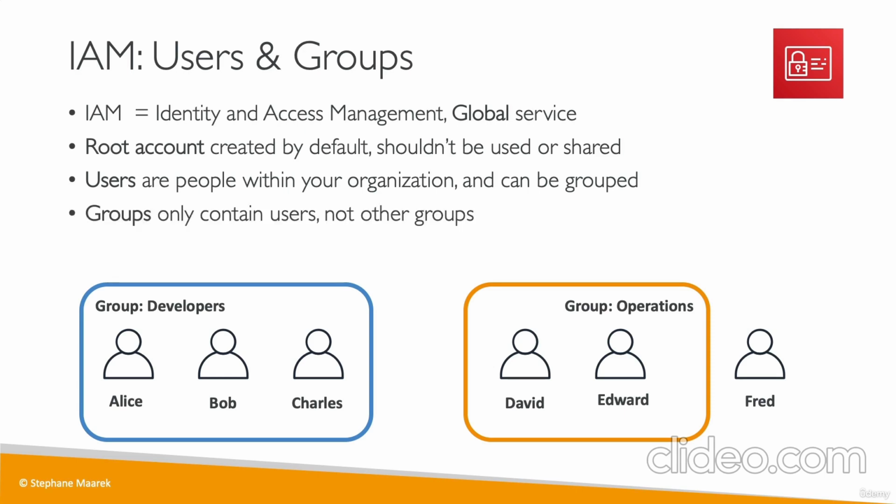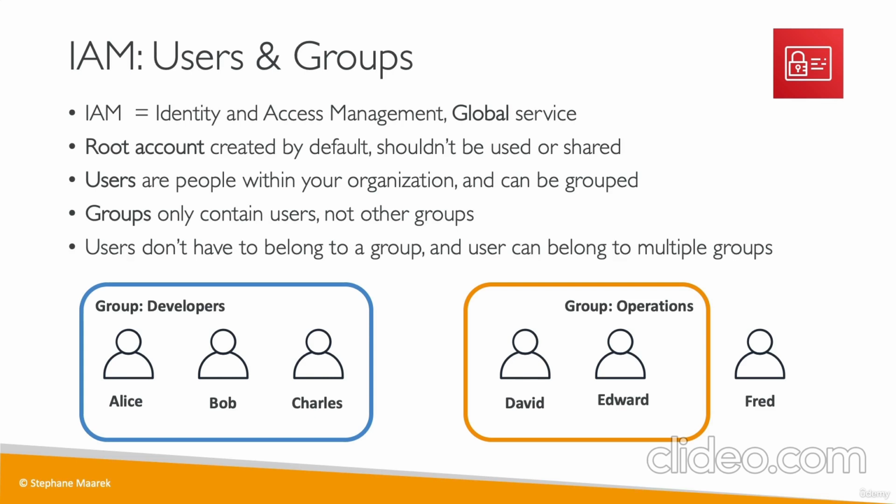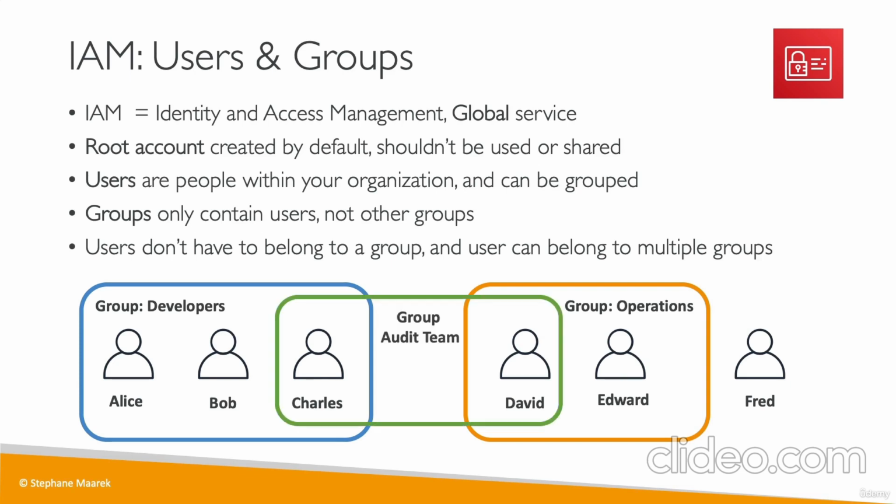Now groups can only contain users, not other groups. So this is something very important to understand. Groups only contain users. Now some users don't have to belong to a group. For example, Fred right here is alone. He does not correspond to any group. That is not best practice, but it is something you can do in AWS. And also, a user can belong to multiple groups. That means that, for example, if you know that Charles and David work together and they're part of your audit team, you can create a third group with Charles and David. And as you can see now, in this example, Charles and David are part of 2 different groups. So these are the possible configurations for IAM.